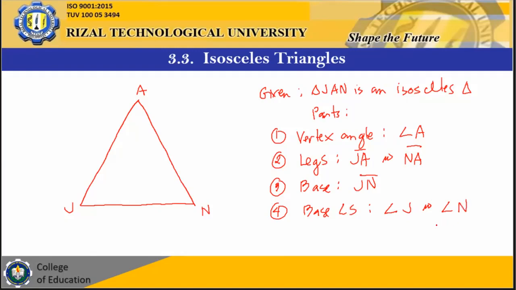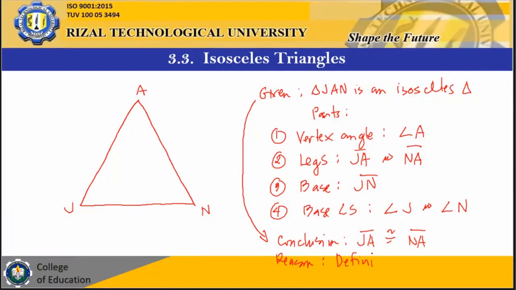Can you follow? Opo. Okay? So, tuloy natin to. So, given that, ito na naman. Para sa proving na naman to. Given that triangle JAN is an isosceles triangle, what can you conclude? You can conclude that JA is congruent to NA. Okay, reason. What is the reason? This is definition of an isosceles triangle. Can you follow?